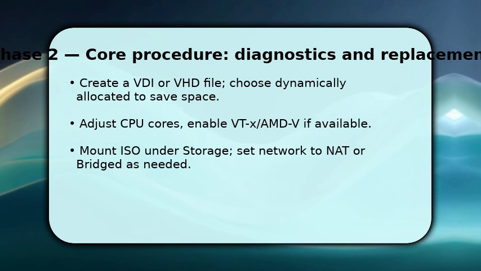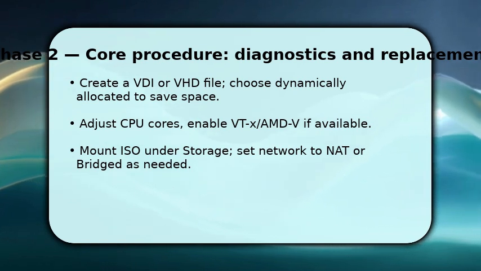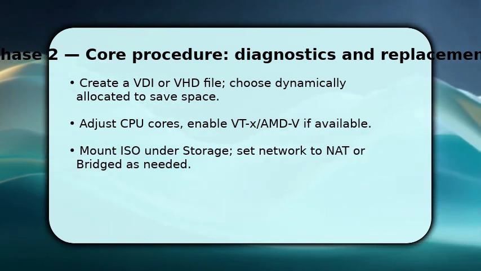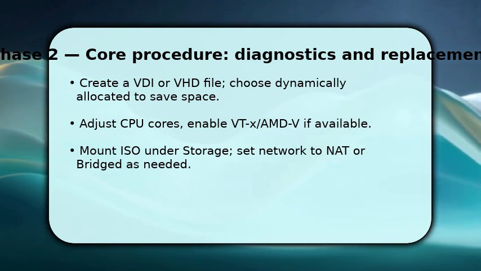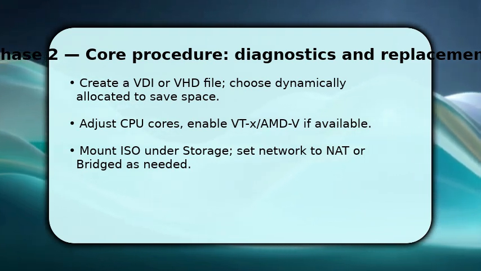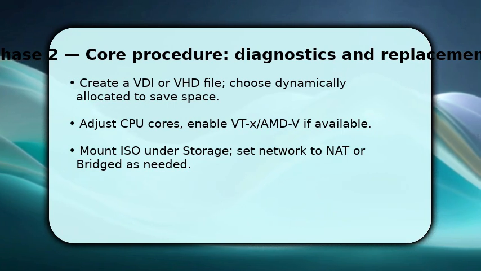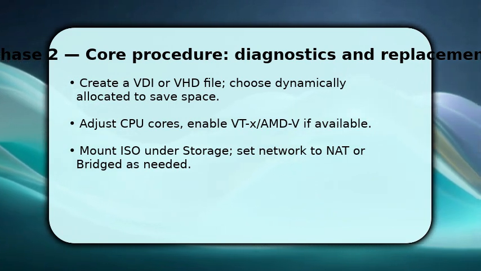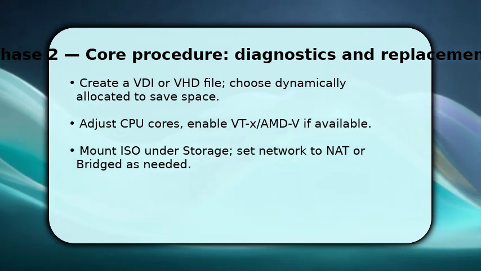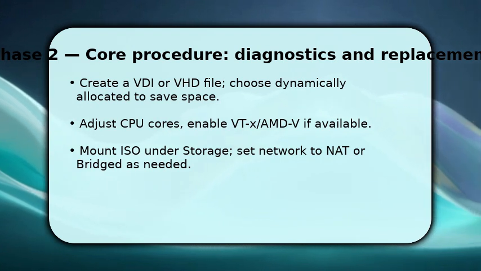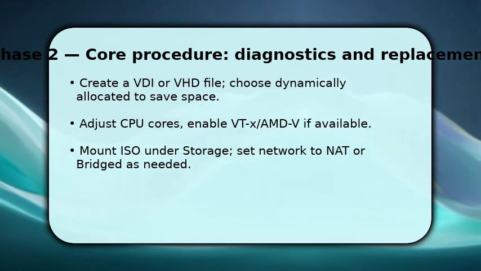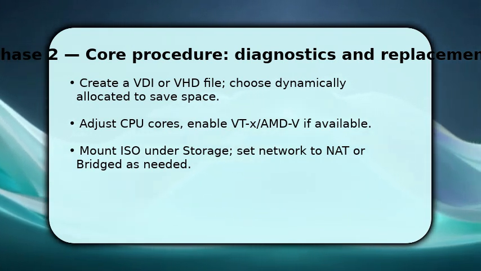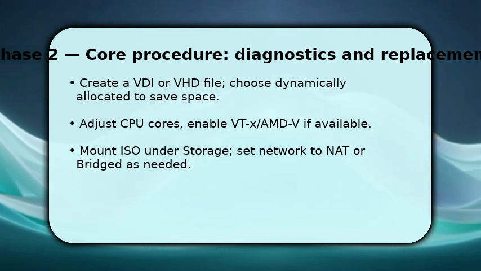Next, go to Storage and attach your ISO to the virtual optical drive so the VM can boot installer media. Set a VDI dynamically allocated file, around 20 to 50 GB depending on needs. Make sure the network mode matches your intent. NAT for simple internet, bridged for LAN visibility. You are preparing the VM to behave like real hardware for installation.